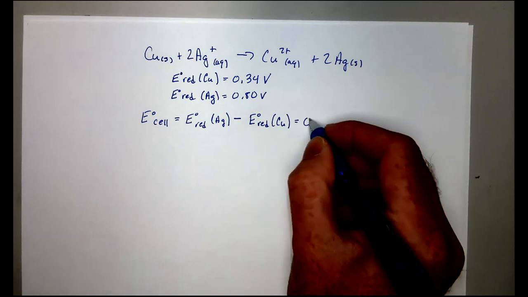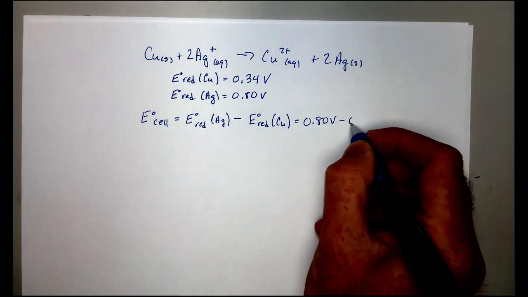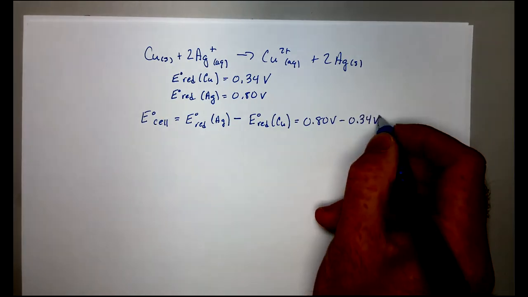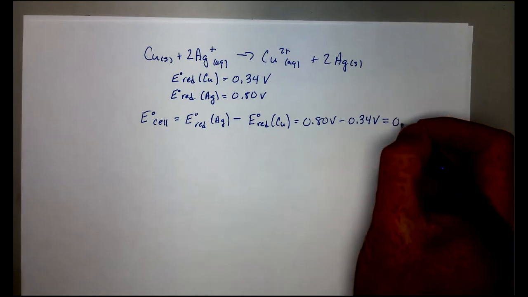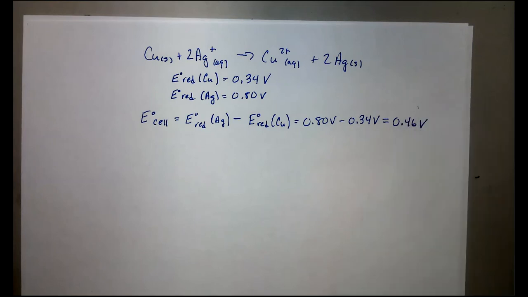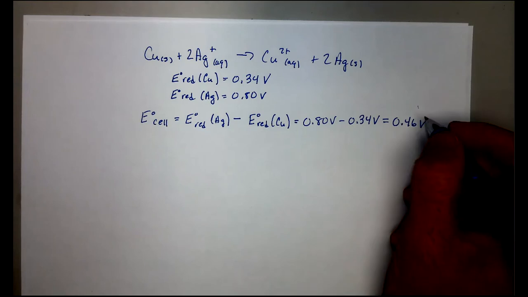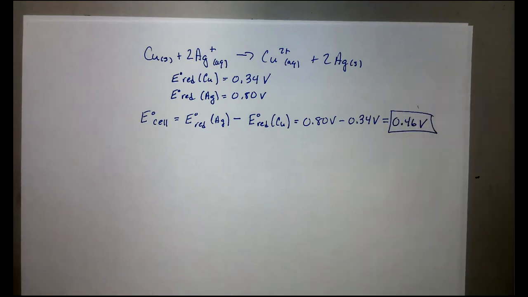And so we end up with 0.80 volts minus 0.34 volts. And we would just run that through our calculator. Now we'd get a cell with a positive 0.46 volts. And we could conclude, since that voltage is positive, that that would be a spontaneous or a galvanic or voltaic cell.